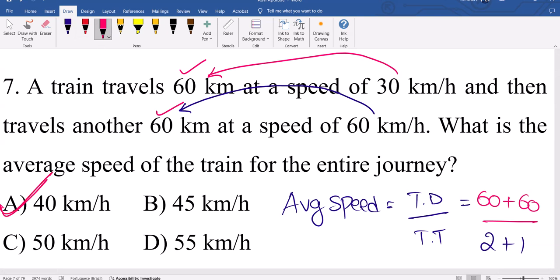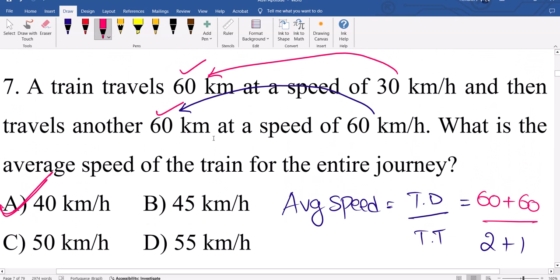Average speed, total distance divided by total time. In some questions timing is given, distance not given, and we need to calculate. Here distance is given, timing not given. So just fix this one: total distance divided by total time. Simple.